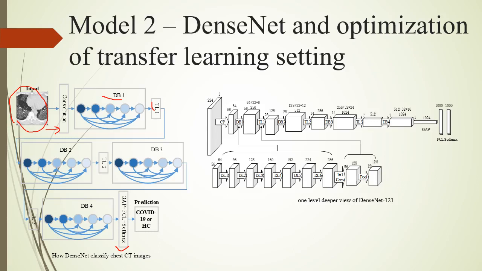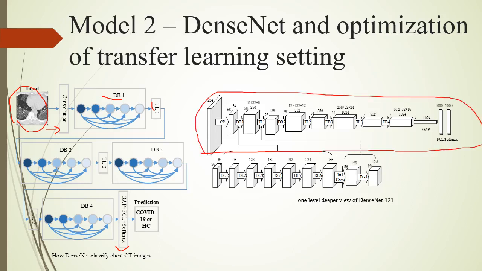On the right-hand side, we see the structure of DenseNet 121, and particularly we expand one block, DB1, to give a one-layer deep view of this DB1 block. We tested 3 variants of DenseNet, which we will show in the next slide.